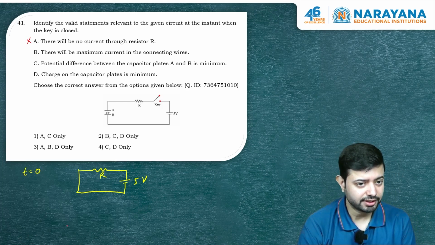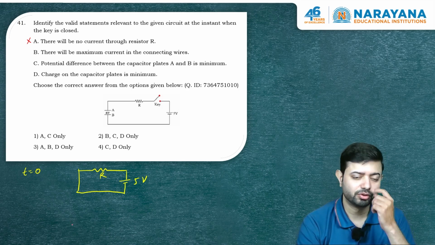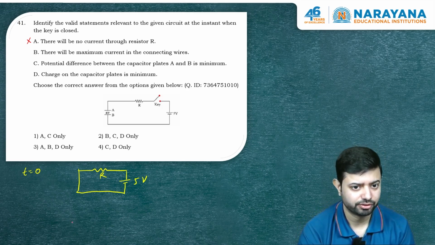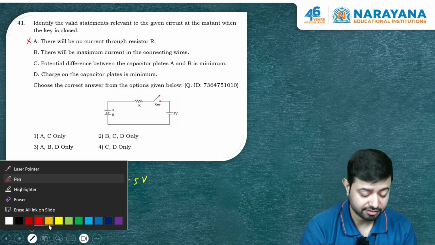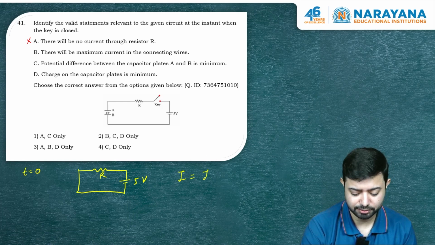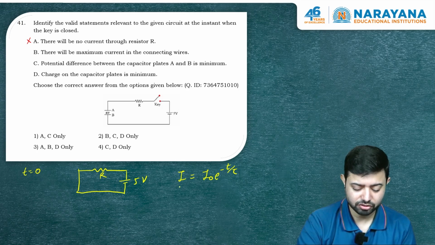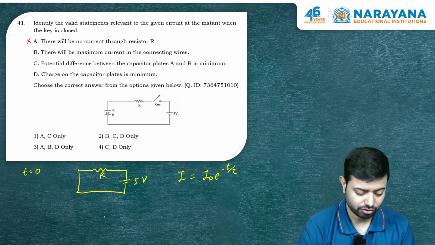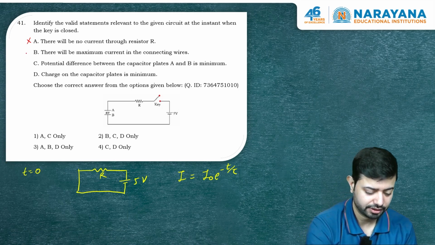There will be maximum current? Yes, because voltage is going to be shared by capacitance, then later on the current is going to reduce, right. By the RC circuit, I hope you remember. What is the current function here? Current is something like I naught e to the power minus t by tau. So, I is going to decrease with time. So, maximum is at t equal to 0. So, the B option is absolutely correct.